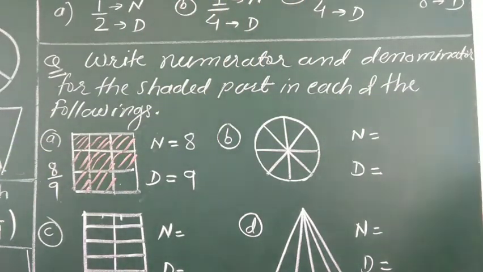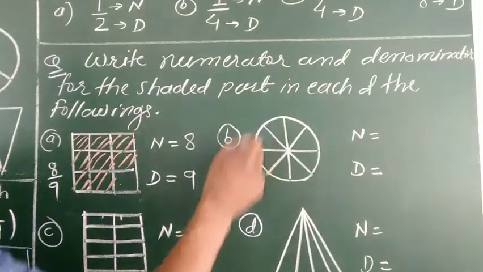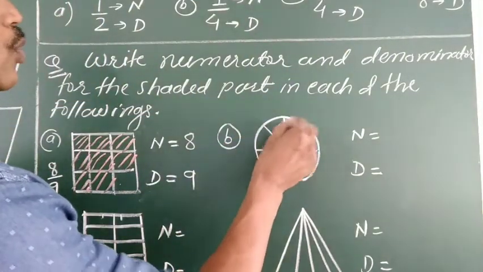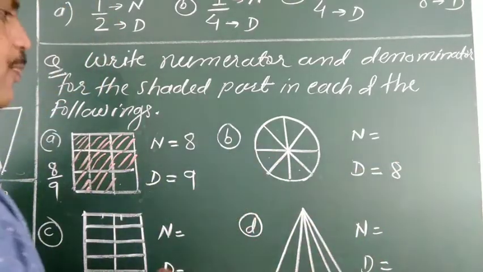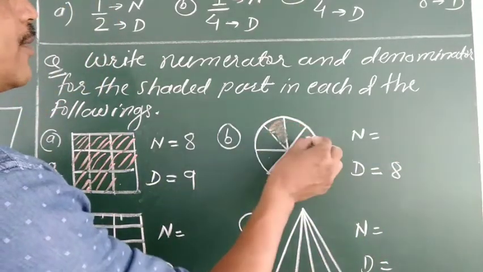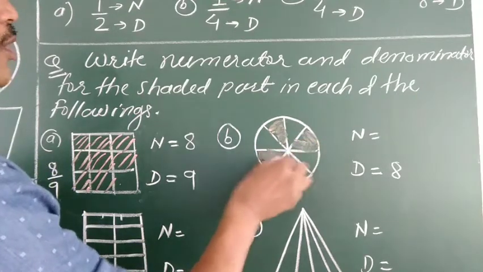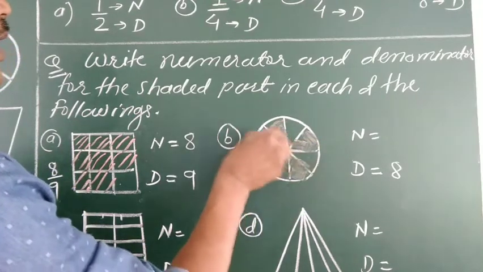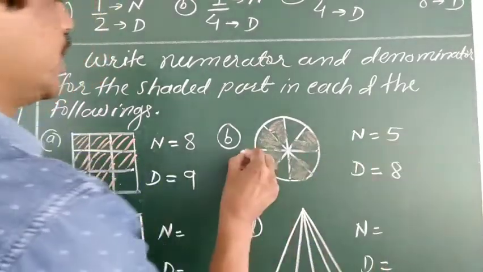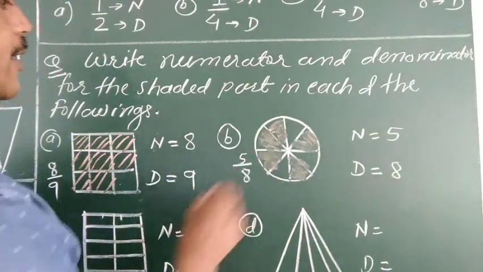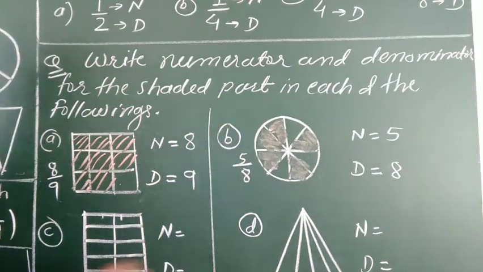Now next, same way here also. See, this circle is divided into how many parts? 1, 2, 3, 4, 5, 6, 7, 8 parts are there. And out of 8, suppose these parts are shaded here. 1, 2, 3, 4, and these 5 parts are shaded. So what can we write here? It is 5. So you see, it is 5/8. Okay.